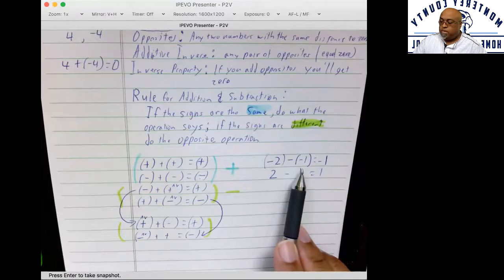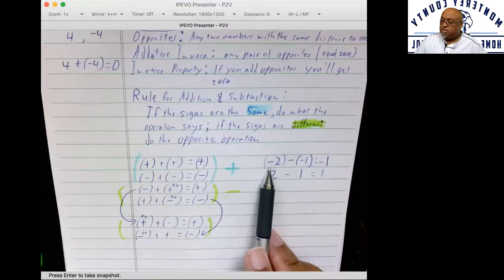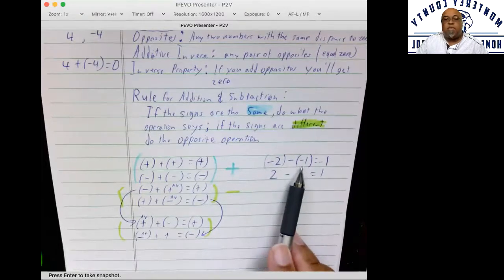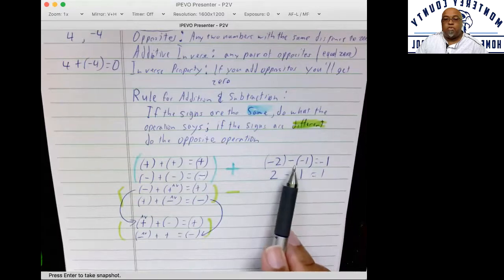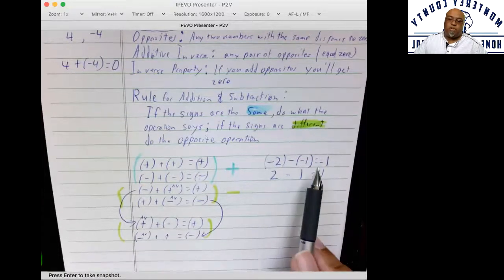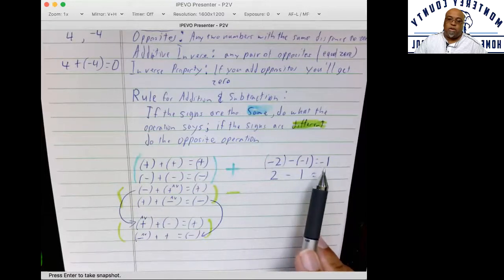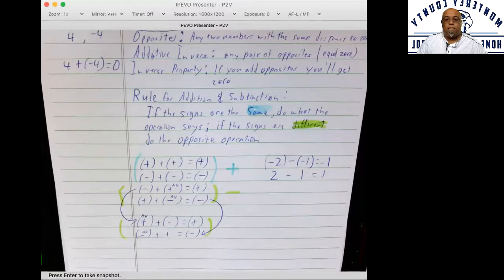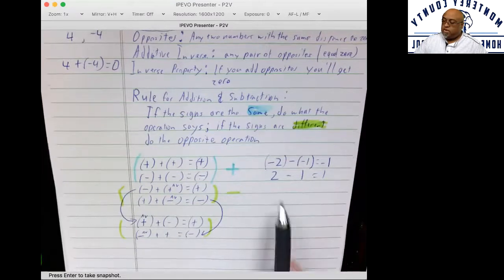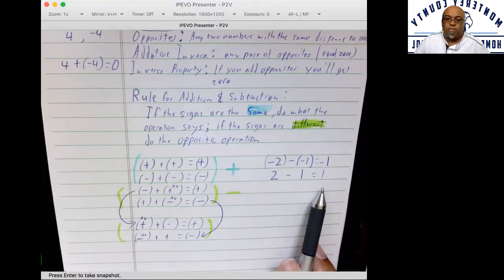Don't get frustrated. Look at the rule. Are the signs the same? Let's see. I have a negative sign here, and I have a negative sign here. Yes, the signs are the same. So what does the operation say to do? It says to take away. So 2 minus 1 is 1. However, since my problem is all negative, then my answer will remain negative. Okay? In this case, since my numbers are positive, my answer will remain positive.